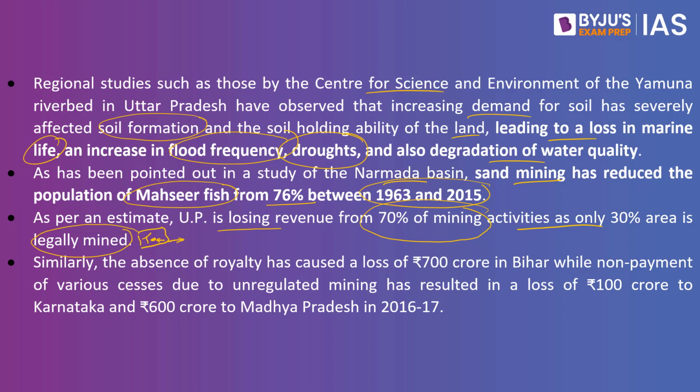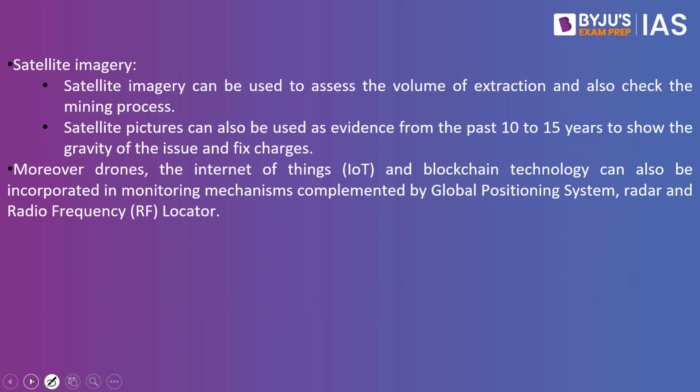Similarly, the absence of royalty has also caused a loss of 700 crore in Bihar, while non-payment of various cesses due to unregulated mining has also resulted in a loss of 100 crore to Karnataka and 600 crore to Madhya Pradesh in the year 2016-17. This basically means that we have to make sure that this illegal mining that is taking place in multiple states has to be regulated. In the past as well, there have been a number of judicial orders which have also been neglected by the state governments.